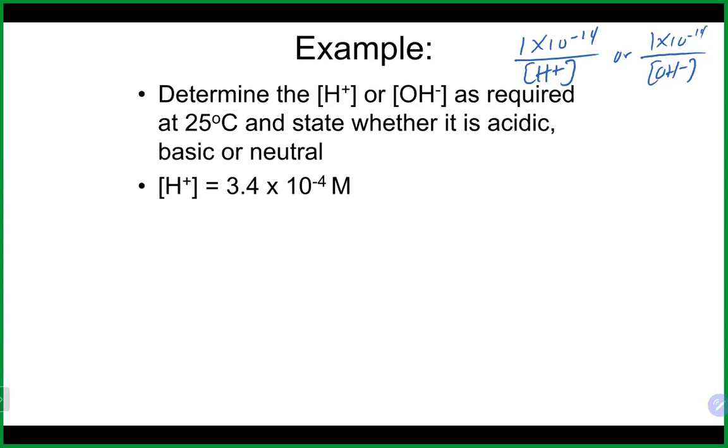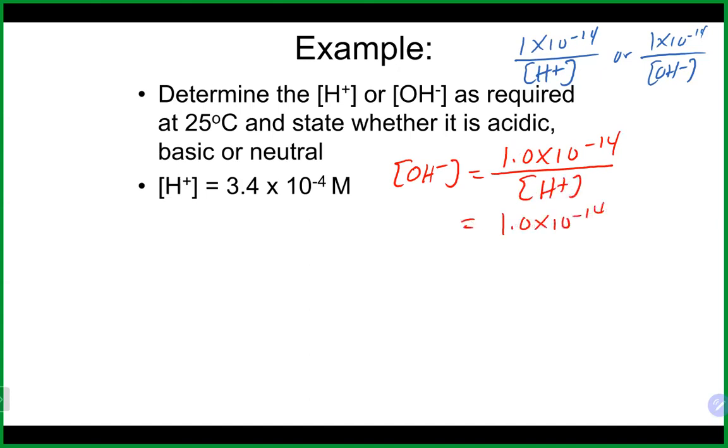Okay, so again, let's take a look at this first one here. It really doesn't matter which one they give you. It's really the same calculation using that Kw, which you always have. In this case, we have the H plus, which is the acid part of the solution, given to us. We would want to solve for the OH minus, which is the basic part of the solution. We take 1 times 10 to the minus 14, which is the value of Kw. We would then divide it by what they gave us. So in this case, this would give us 1 times 10 to the minus 14 divided by 3.4 times 10 to the minus 4.